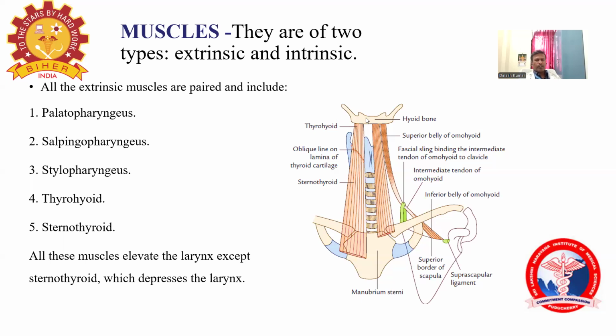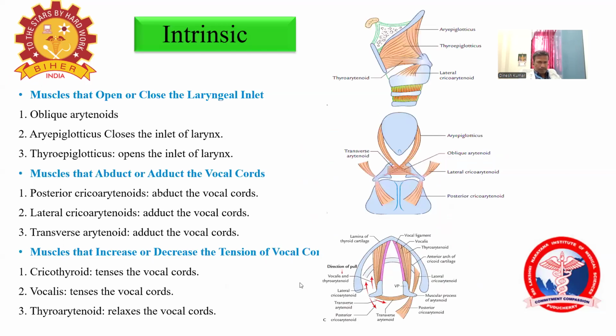So, thyrohyoid. The next muscle is the sternothyroid. See here, sternum to the thyroid. These muscles overlap the thyroid cartilage. So the main action of these muscles is to elevate the larynx, except the sternothyroid, which depresses the larynx.